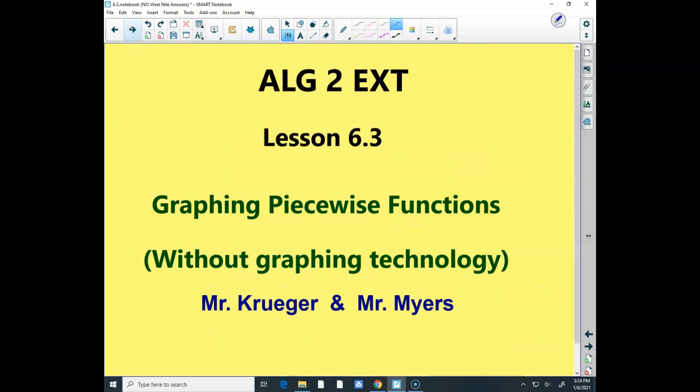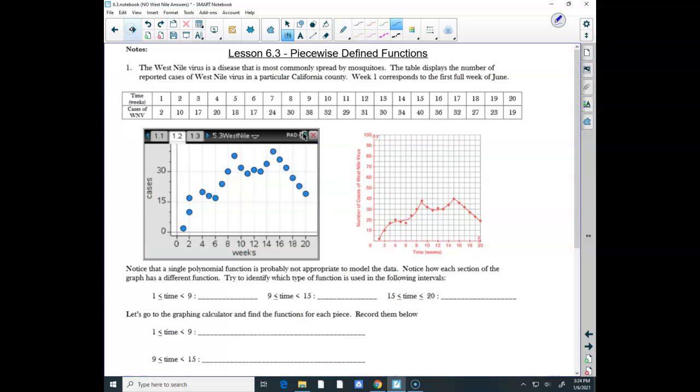Today's lesson is graphing piecewise functions. And the last couple days we've been graphing using Desmos. No using Desmos today. This is all freehand graphing. It's important stuff to know how to do. This first page of your notes, the West Nile virus, after we talk about piecewise functions, is just going to be extra credit. I'm not going to go through this. This whole page here is going to be extra credit.